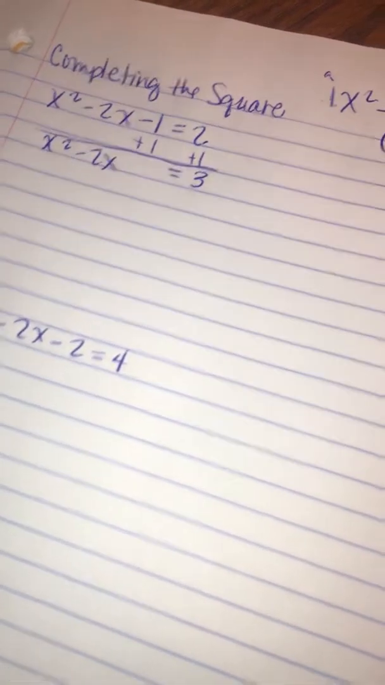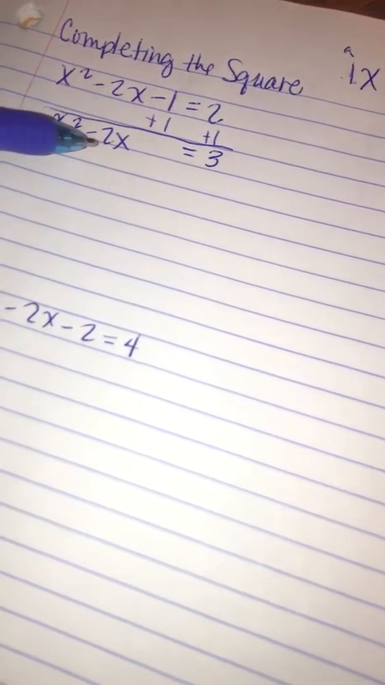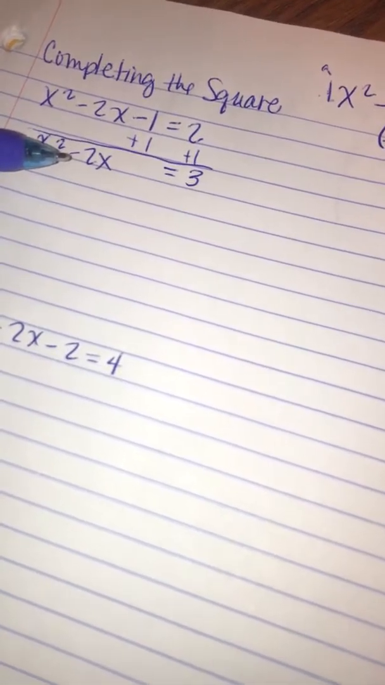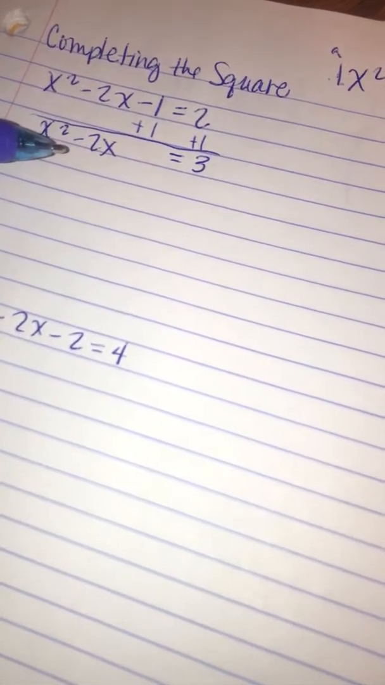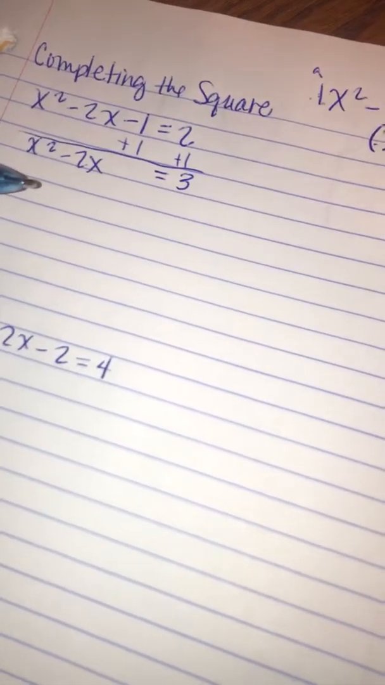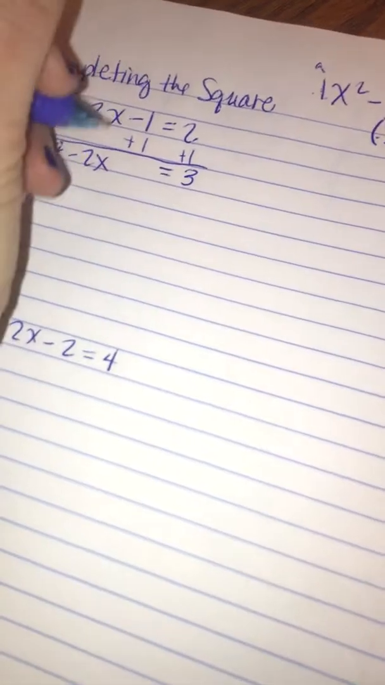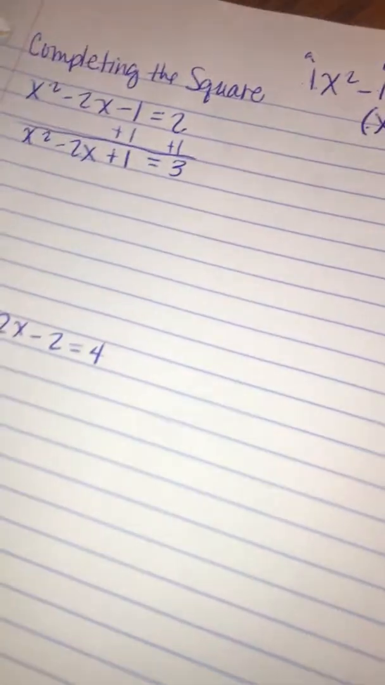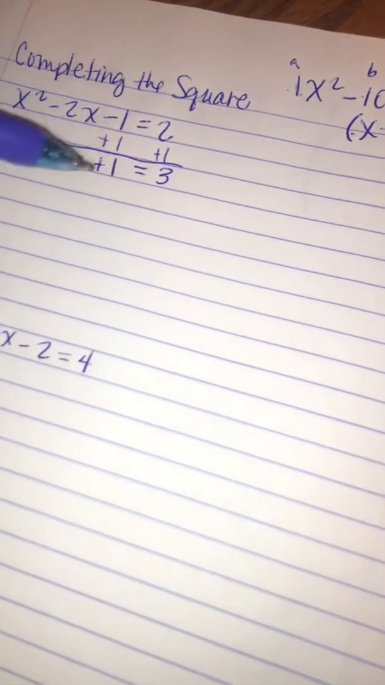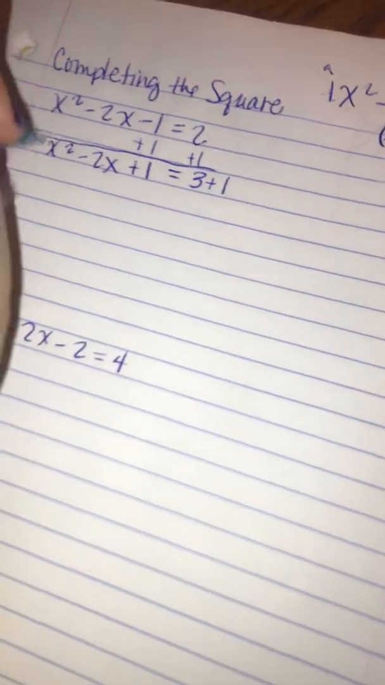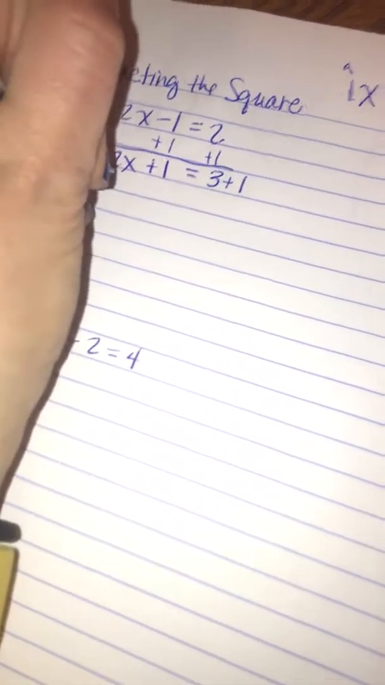Okay, to find your c value, you're going to take your b, which in our case is negative 2. We're going to take half of that, which would be negative 1, and square it. So negative 1 times negative 1, or negative 1 squared, is a positive 1. So we're going to add that there. And because this is an equation, we have to keep this scale balanced. So if we add 1 here, we also have to add 1 on this side as well. I'm going to rewrite and clean that up.